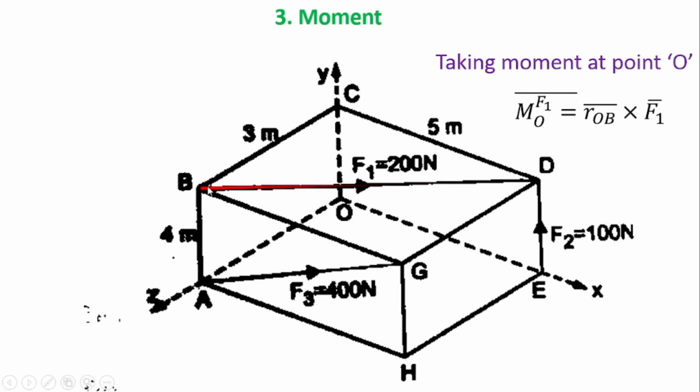Now here we consider the force F1. So what we will do, we will connect this point O with the initial point of the force, that is B. That's why the position vector ROB is calculated. The coordinates are already calculated here. For the origin, the coordinate points are 0, 0, 0. So here we have connected it, and this is the ROB value.